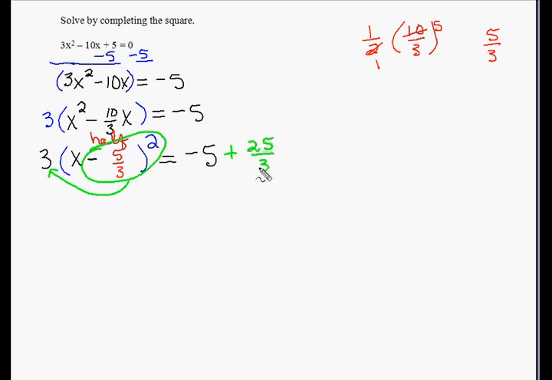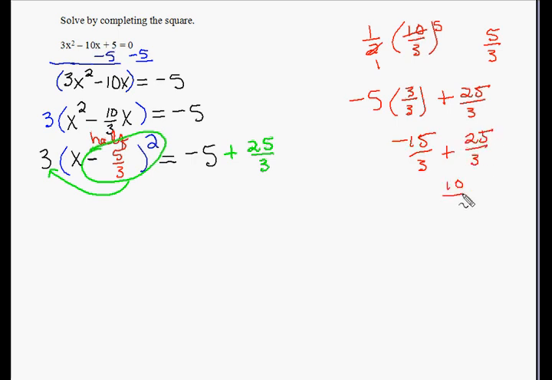So now we're supposed to add these two numbers, but they don't have a common denominator. So let's go off here to the side of our paper. Negative 5 times common denominator would be 3 over 3, plus 25 thirds. Negative 15 thirds plus 25 thirds is 10 thirds. So on this side of the equation we have 10 thirds. And we have 3 times x minus 5 thirds squared equals 10 thirds.